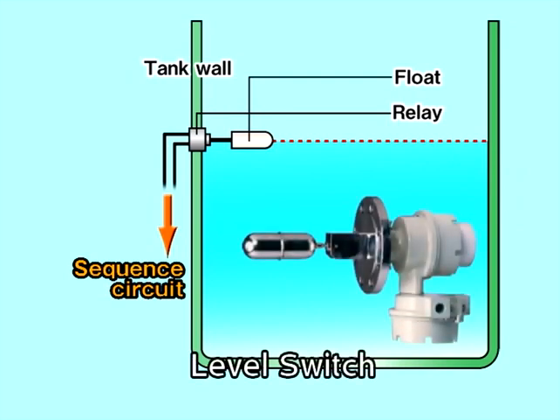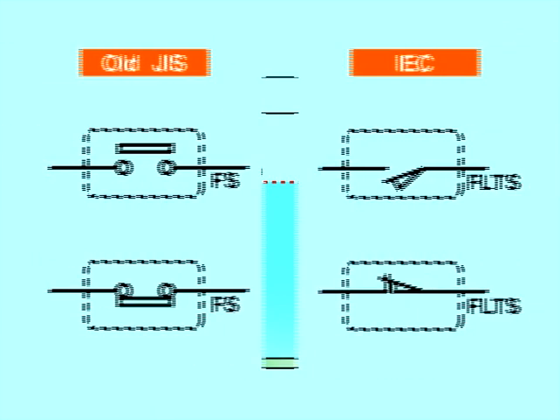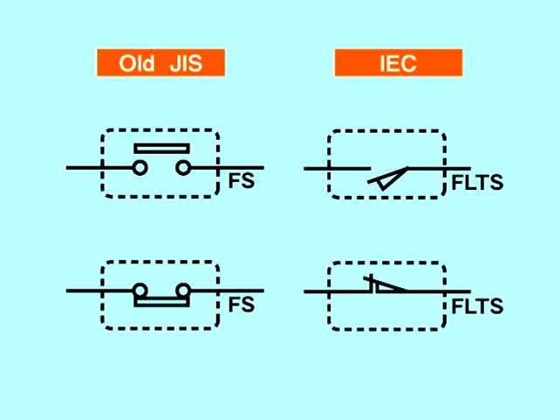With the level switch, the auxiliary relay operates when the water level in the tank rises above or falls below a certain level. There are various methods for detecting water level. In the float-type level switch, for example, the relay is operated by the vertical movement of the float. Since a limit switch is used for the relay, the level switch is often represented using the same symbol as for the limit switch in the diagram.